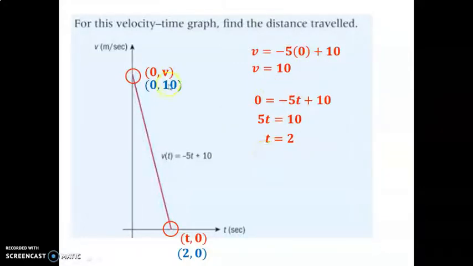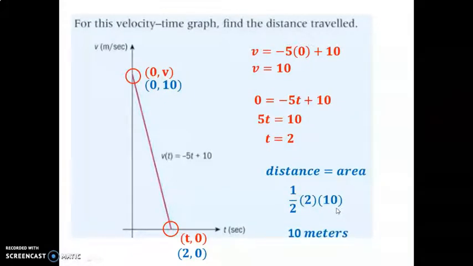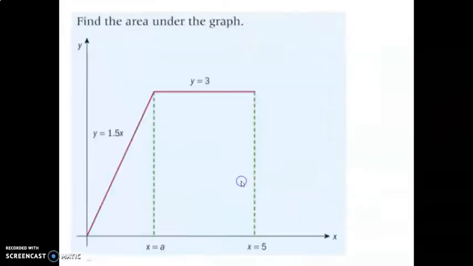Now that we have those 2 points, we know how tall this triangle is and how wide it is, so we can find the area under this velocity time graph just by finding the area of that triangle. Try it now. Okay, the distance traveled by this object is the area. We talked about that. Therefore, area of a triangle, half times 2 times 10, and that gives us 10 meters. So this object has traveled for 10 meters. Alright, let's keep going. We have more like this.